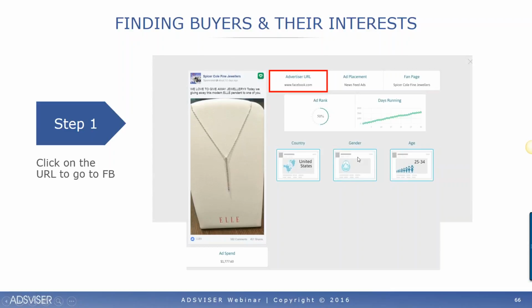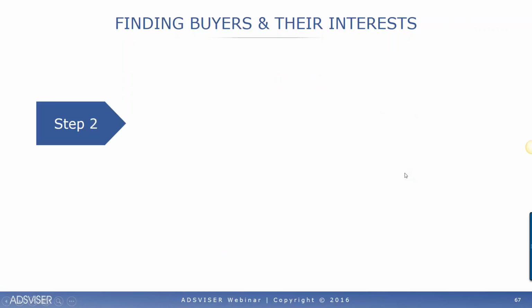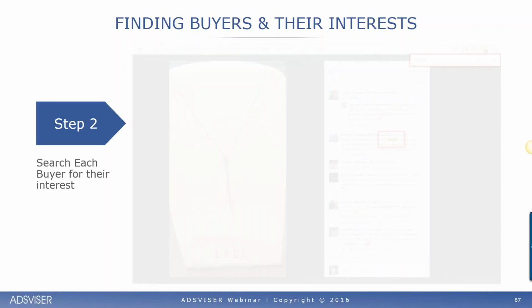And what we do is we say, okay, we click on the Facebook and we do this for each of the ads that we might see, okay? So we know the targeting, we know everything, and I'm going to get to it in a second, but you guys are jumping ahead. Okay, so you search each buyer for their interest.